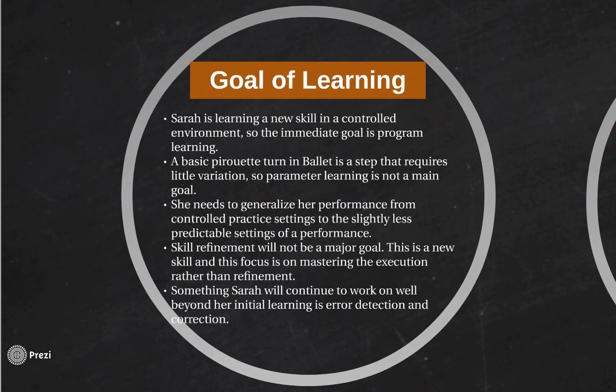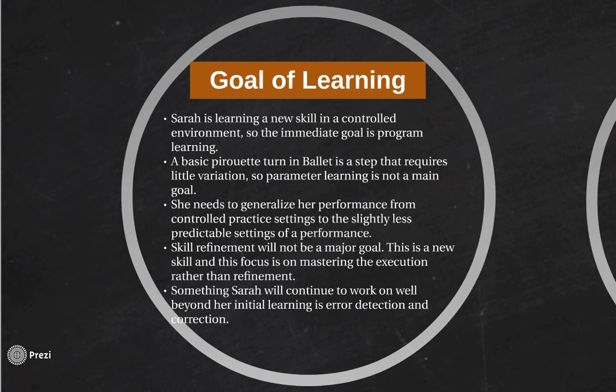Alright, goals of learning. Sarah's learning this new skill in a controlled environment. She would be learning it in a dance studio. It would be something that we would be able to control. It's not an unpredictable environment. It'd be the same thing every day, day in and day out.